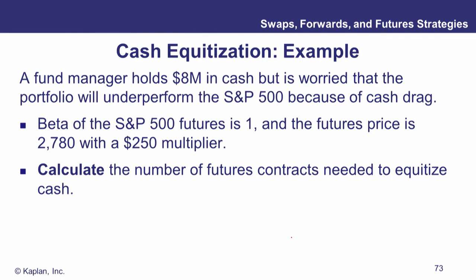Let's wrap this module up with an example. Fund manager holds 8 million in cash, but is worried that the portfolio will underperform the S&P 500 because of cash drag. Beta of the futures is 1, and the futures price is 2780 with a $250 multiplier. So you're going to need to multiply them together to get the exposure of the contract. Calculate the number of futures contracts needed to equitize the cash.